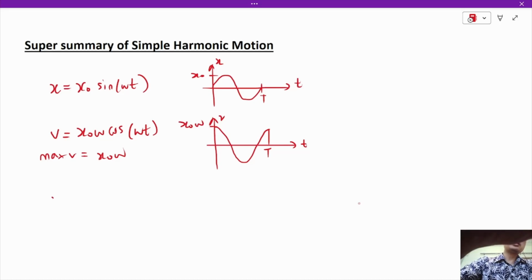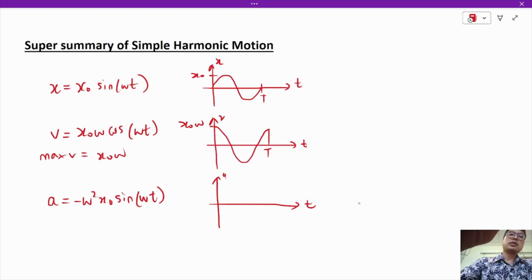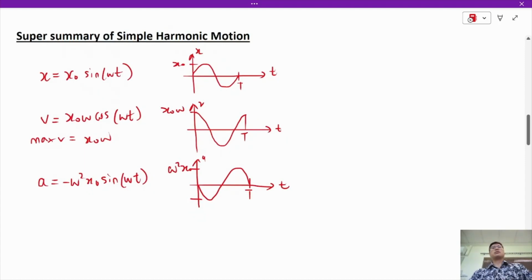Then we differentiate it again to get acceleration, which is minus omega squared x naught sine omega t. And the acceleration graph is basically the displacement graph flipped around, so we get a negative sign, right? Also the same period, but the maximum value is now omega squared x naught. Okay, so these are the three graphs in terms of time. Now, from the acceleration, we also get minus omega squared x.